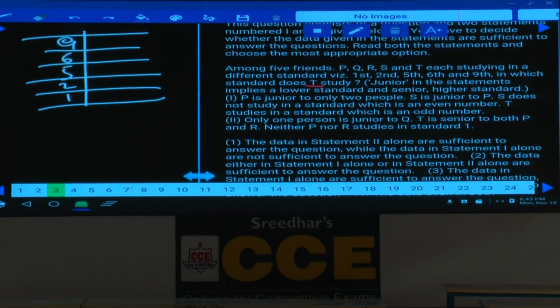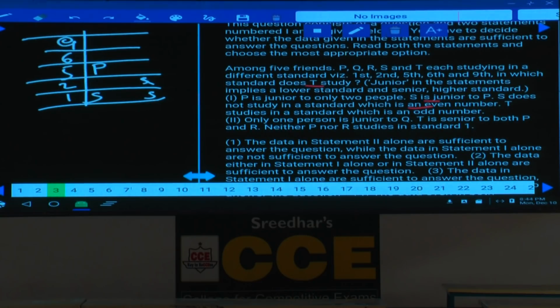P is junior to only 2 people. As P is junior to only 2 people, P must be studying in the 5th standard. And S is junior to P. Next, S can be either at this place or at this place, and out of which S does not study in an even number, so S cannot be second, and S must be the first one.